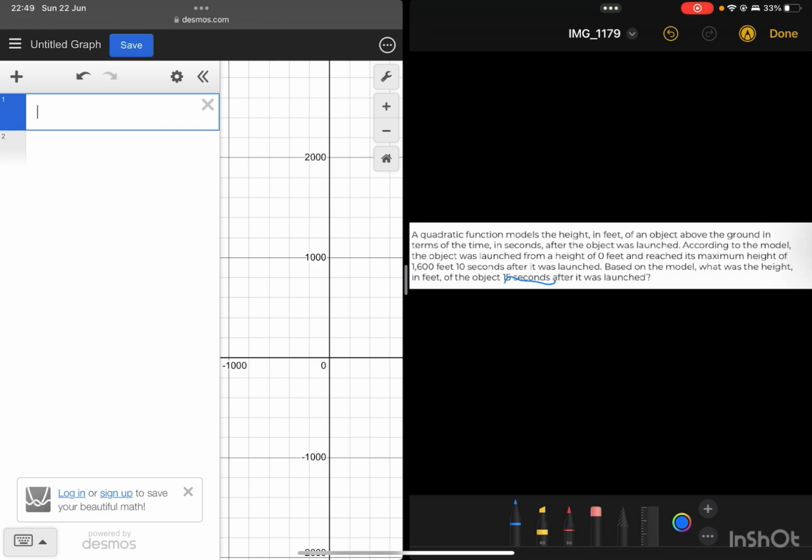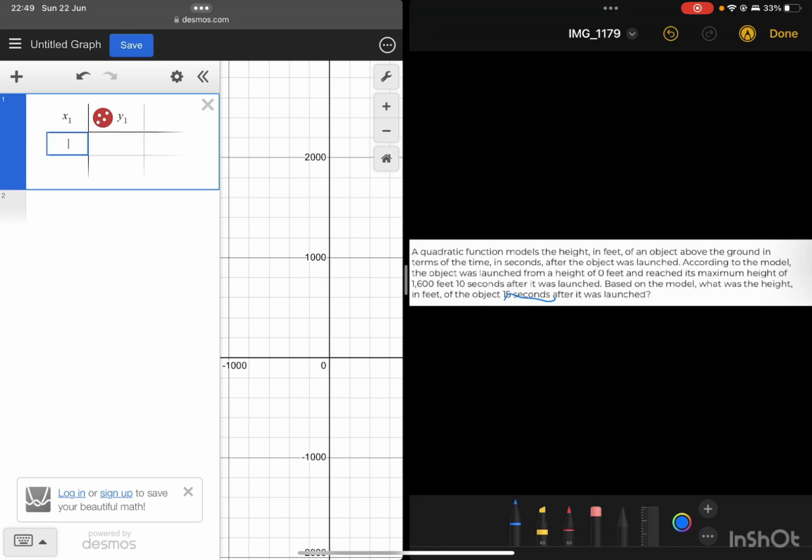So firstly, we gotta put in the table. So x1, we're gonna have 0. So 0 feet, 0 height. So now we have 0 seconds and 0 height. Now we have 10 seconds, which is the maximum height of 1600 feet, which means it takes 10 seconds to go up to its maximum height. So it's gonna take another 10 seconds, which corresponds to 20 seconds, which is 0 feet.